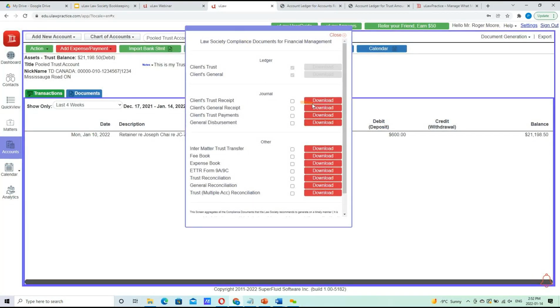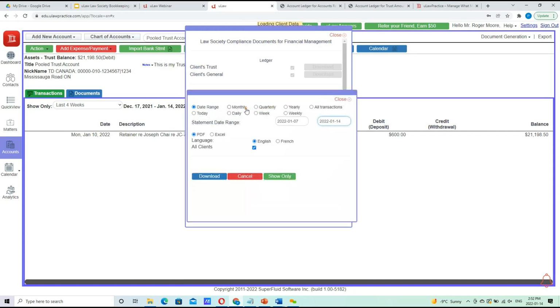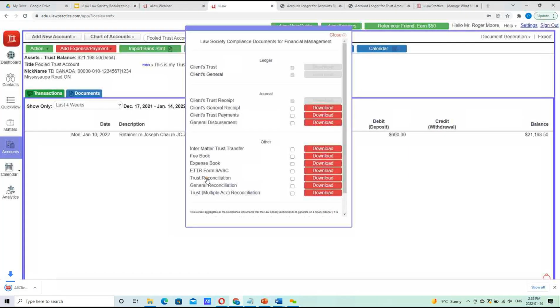Okay, well, let's look at the client. We looked at journals. There were 4 different journal documents. Trust receipt, that's all the money coming in. And then there's a trust payments or disbursements. So we'll first look at the trust receipt. Use the same use case of November 2021. I could have done December too.